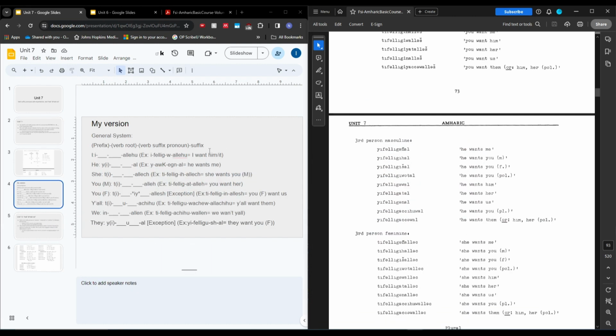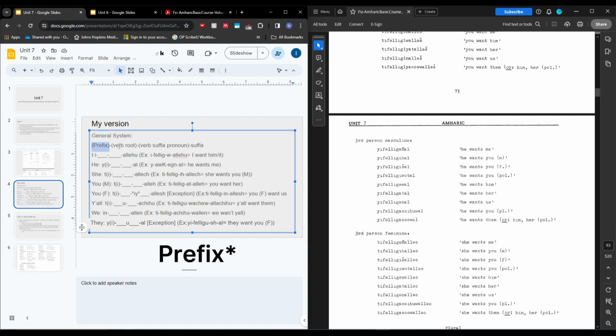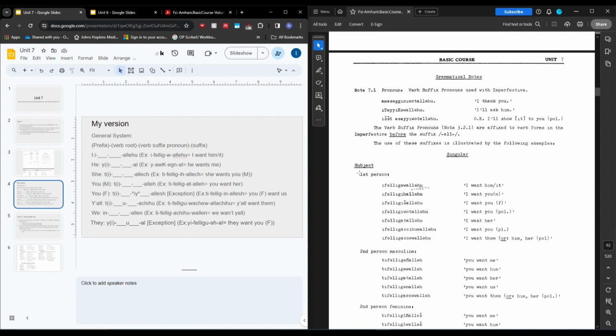I personally want to teach you guys a different way. So my general system is that you have the imperfective suffix, the verb root, the verb suffix pronoun, and then the suffix of the imperfective, which might be kind of weird, but hopefully it'll help make things a little more plug and chug. Starting with first person, the root is fellig, which we've talked about in other sections. It would be fellig would go here, and then whoever you want to direct the action towards.